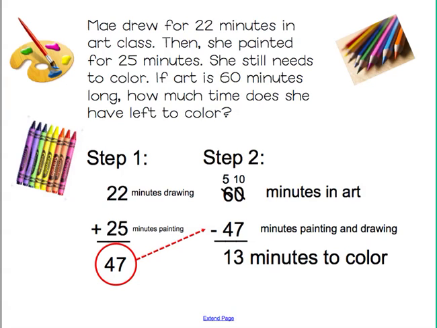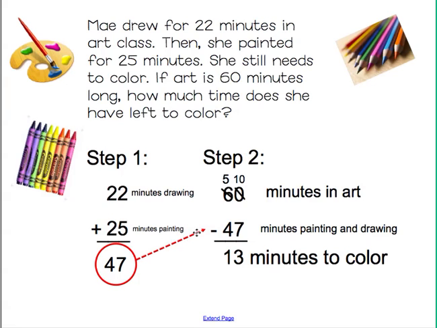Our first step is step 1. First, we're going to figure out how many minutes she drew and how many minutes she painted all together. So we want to add the 22 minutes she spent drawing and the 25 minutes she spent painting. That tells us how many minutes she's already used up of art class. So 47 is the answer there. 2 plus 5 equals 7. 2 plus 2 equals 4. She has spent 47 minutes painting and drawing total.